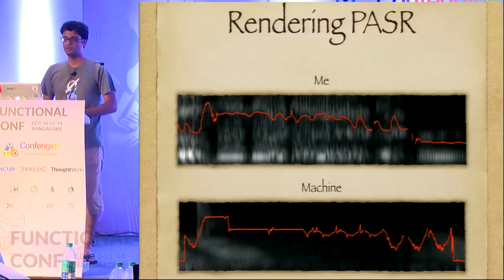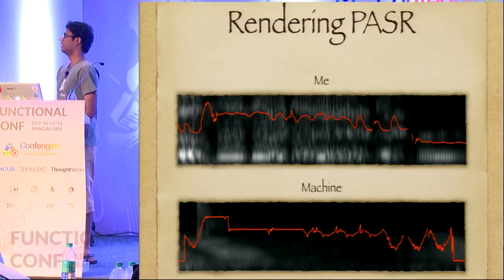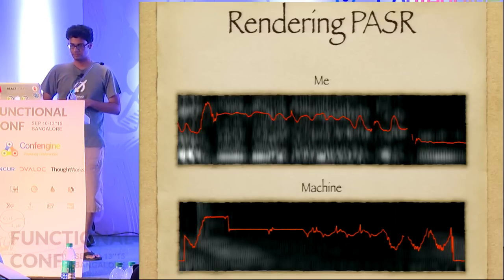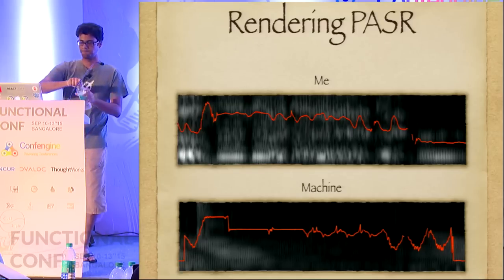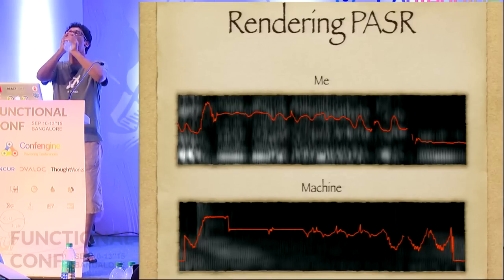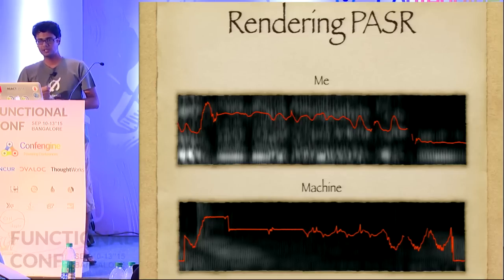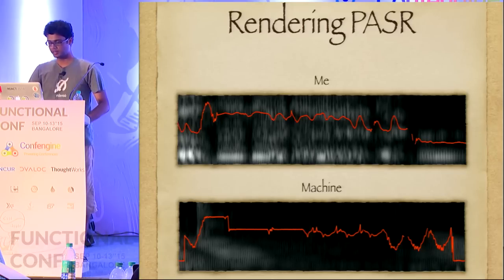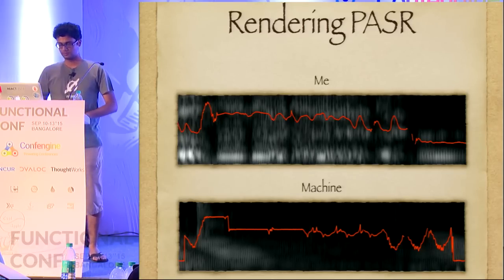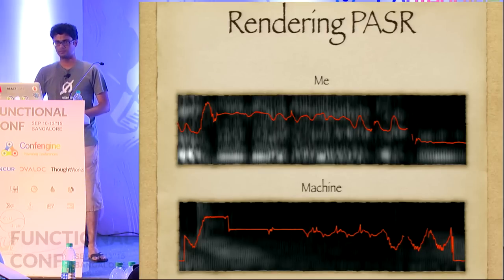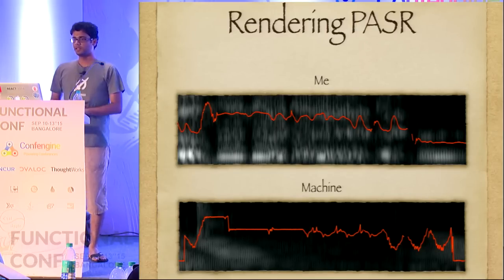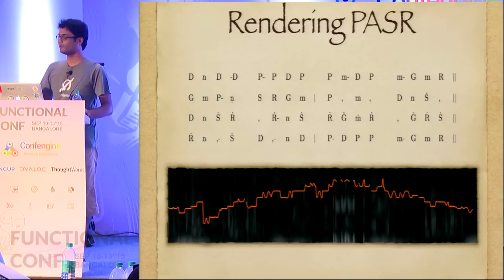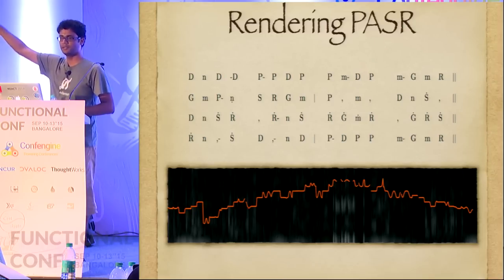So let's listen to how this sounds, right? So that's me and the machine again. Let's listen to me. Now here's the machine, but it's going to render it using the PASR thing. Right? So it's that much closer. And it's actually so beautiful. So let's listen to a bit more of it. There is some prescriptive notation on top, and here's the machine playing that.